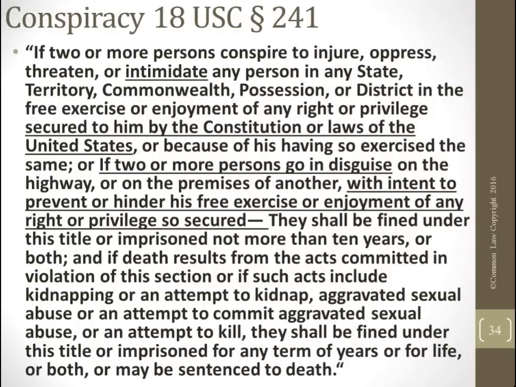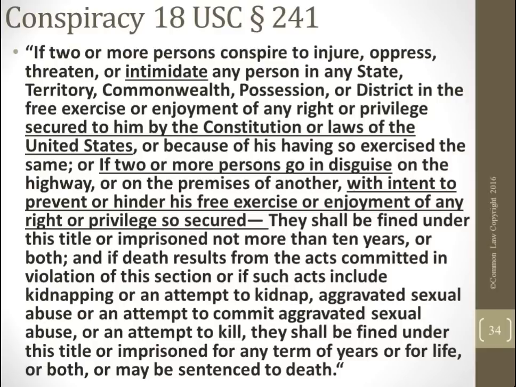And this is 241. Title 18, United States Code 242 was the last one. This is 241: If two or more persons conspire to injure, oppress, threaten, or intimidate any person in any state, territory, commonwealth, possession, or district in the free exercise or enjoyment of any right or privilege secured to him by the Constitution or laws of the United States, or because of his having so exercised same, or if two or more persons go in disguise on the highway or on the premises of another with intent to prevent or hinder his free exercise or enjoyment of any right so secured. Okay, so this is the conspiracy one.